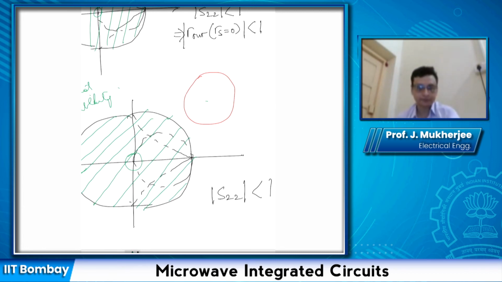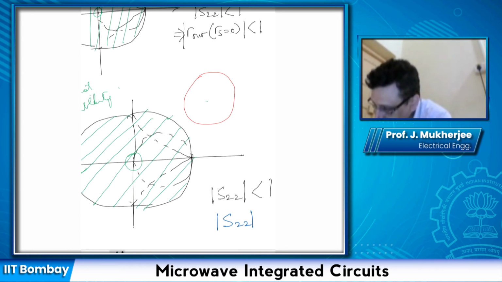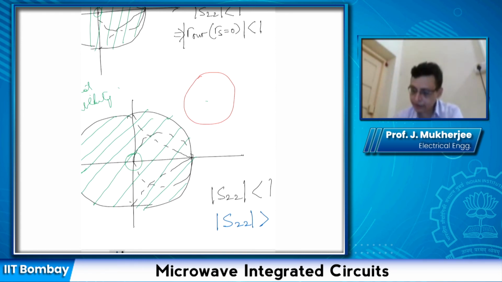On the other hand, suppose S22 magnitude is greater than 1, then what happens? If S22 magnitude is greater than 1, then it basically means that no point within the unit circle is stable, and if this is the situation we have, then it means that for S22 magnitude greater than 1, the system is always unstable. Okay, so that is the conclusion.